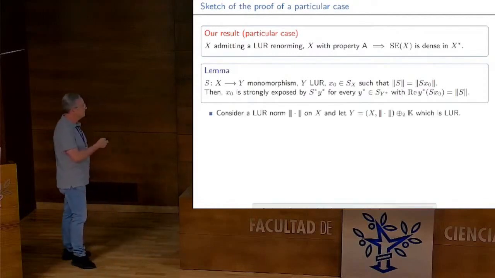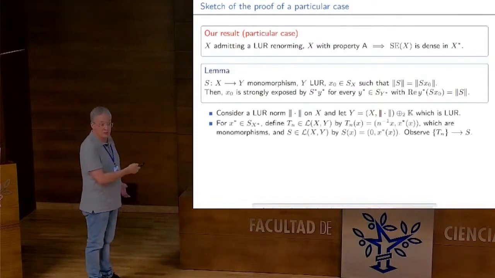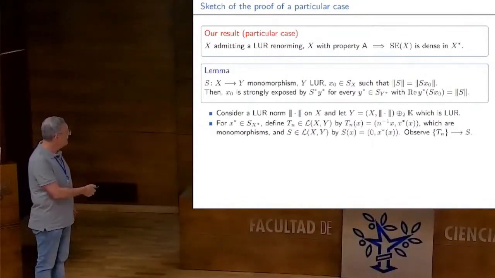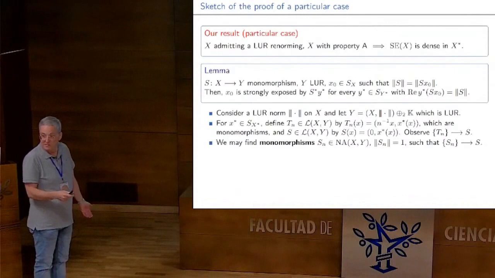Okay, so let's get the proof. Consider a locally uniformly rotund equivalent norm on X, and let Y be this locally uniformly rotund renorming of X plus the base field. This is also locally uniformly rotund, and define this operator T_n, fix x star, and define T_n to be 1 divided by n times x, x star of x. These are clearly monomorphisms, and they converge to the operator S, which is given by 0 in the first coordinate and x star of x in the second one. There's no problem with that.